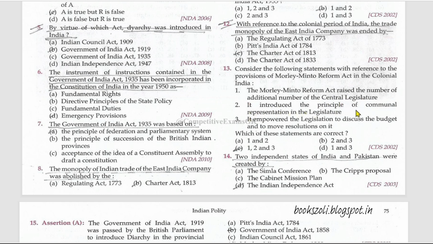True. It introduced the principle of communal representation in the legislature. This is also right. It empowered the legislation to discuss the budget and to move resolutions on it. This is also true. Two independent states of India and Pakistan were created by the Independence Act, which is Indian Independence Act.